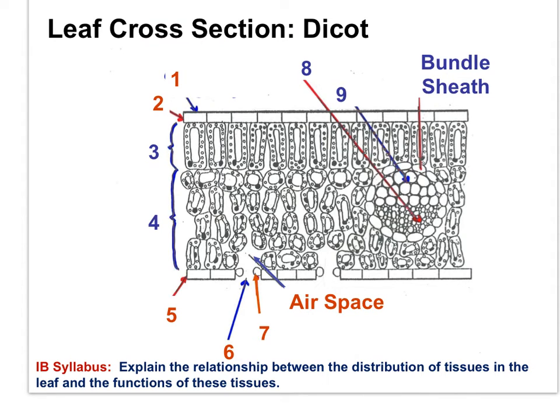Here's a chance to practice the naming of structures and a chance to practice structure-function relationships. You can turn the movie off now or follow along. One is the cuticle, and the cuticle, along with the upper and lower epidermis, serves to protect the leaf and to reduce water loss. 3 and 4 together represent the mesophyll, the ground tissue.